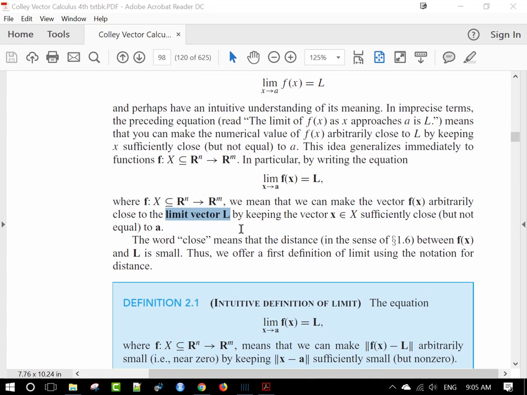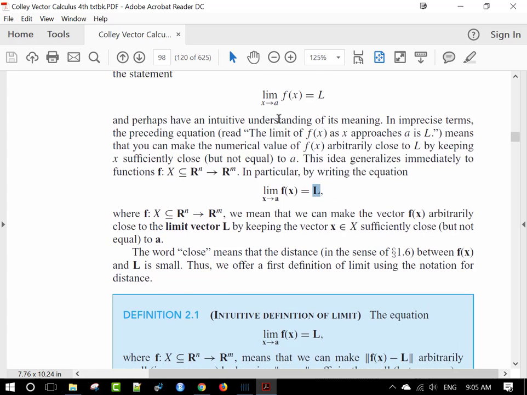Now we've been using the word close, and that means the distance between. So f can get close to L means that the distance between f and L is small. When we're just talking about numbers, we know what we mean by distance, but we have to be clear about what we mean by distance when we're talking about vectors f and L.